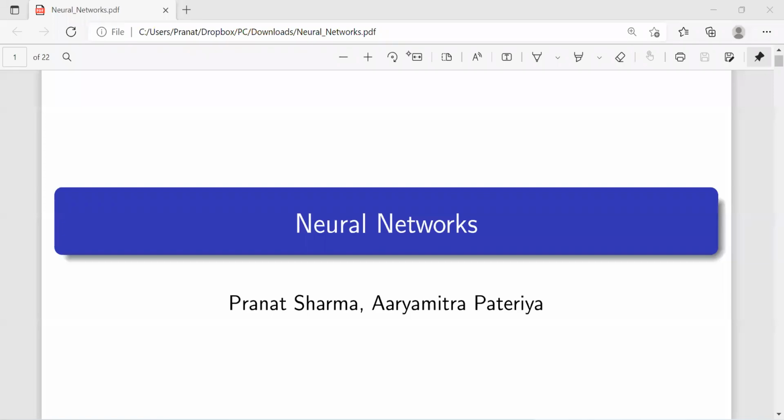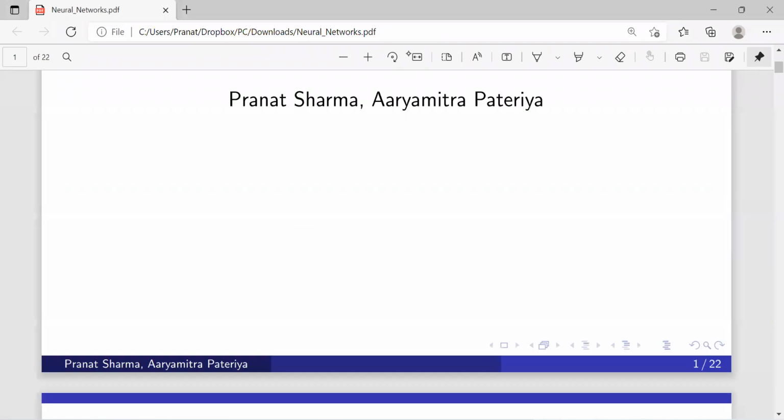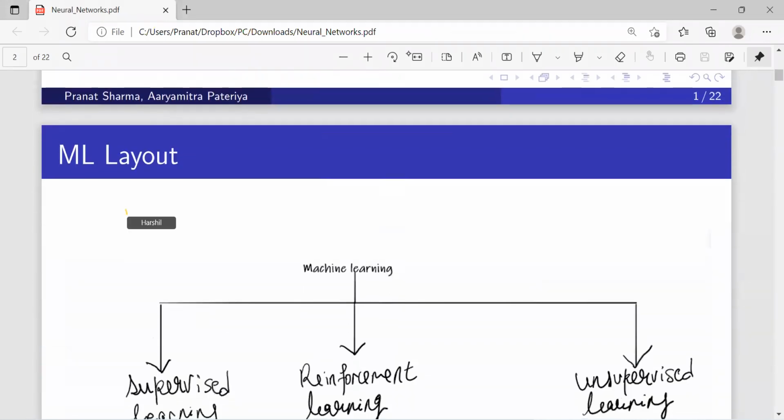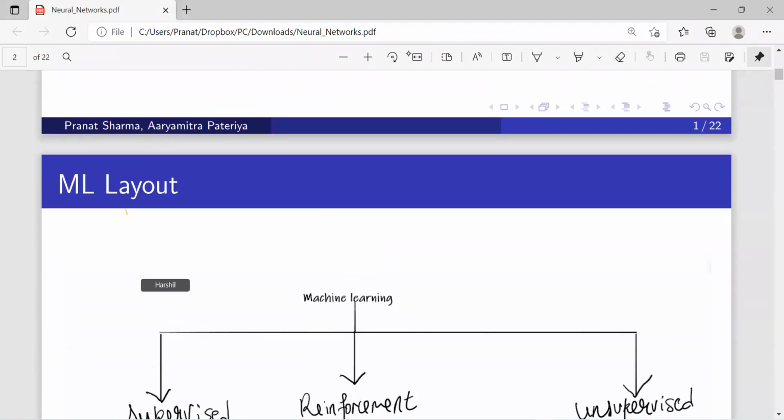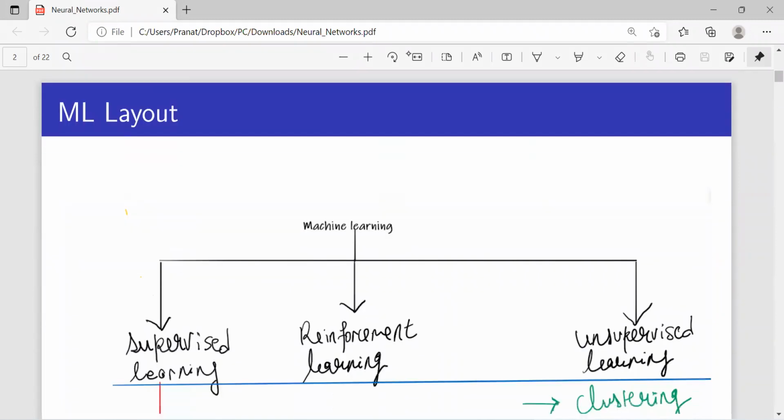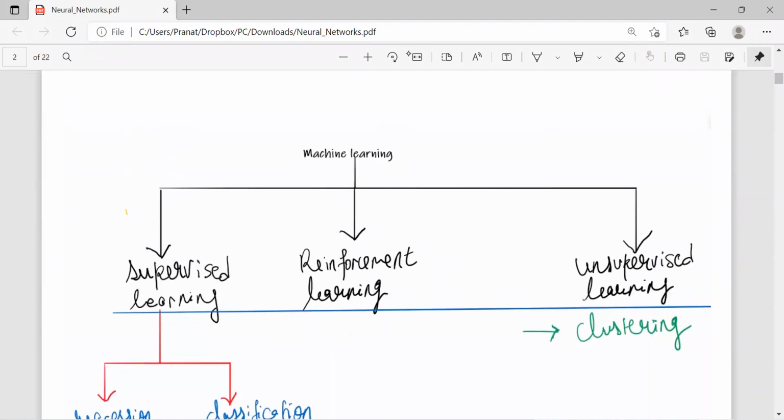So yeah, today we'll be talking about machine learning and neural networks. So basically machine learning is a generalized term. The basic term is neural networks, and we'll come to that in a bit. So let's talk about machine learning in a bit.